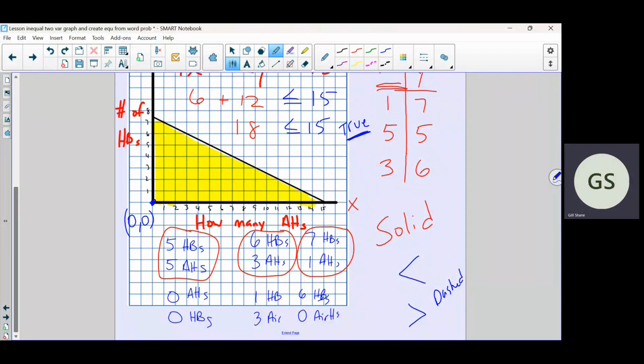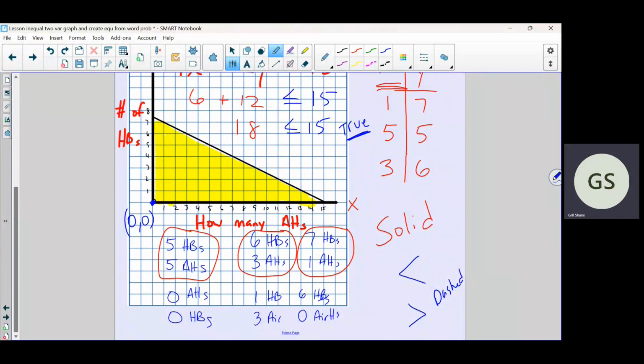I want you guys to think about this: the value is 8 Airheads, so x is 8, y is 3. Don't say it out loud, I want everybody to think about it. Is that a solution? 8 Airheads, 3 honey buns. Is that in the shaded area, or could it also be on the line since the line is solid? So 8, 3.